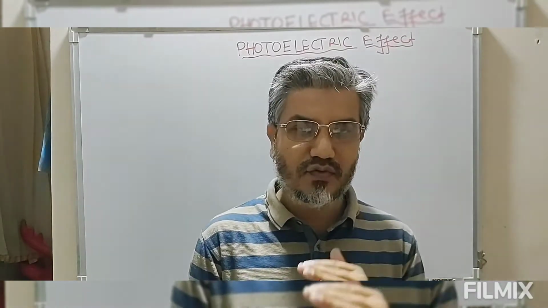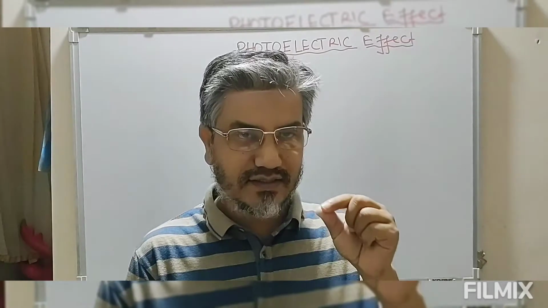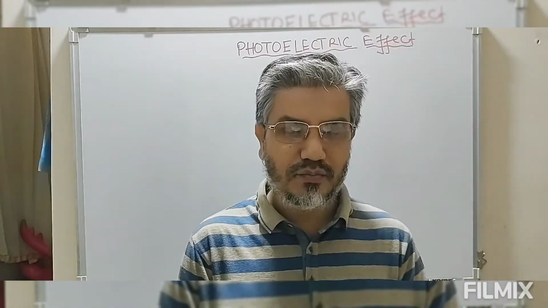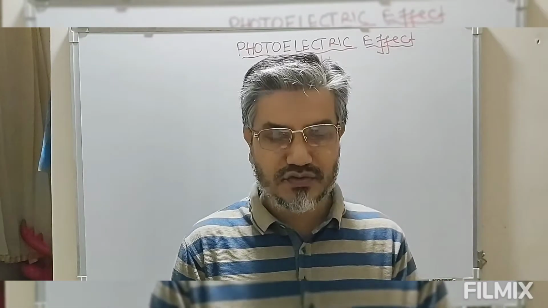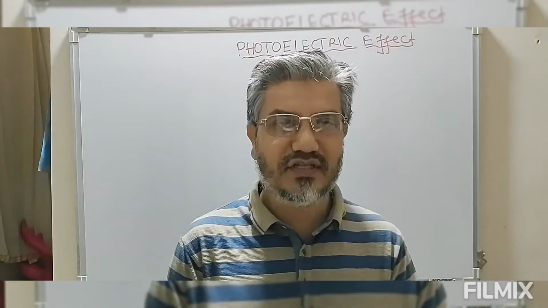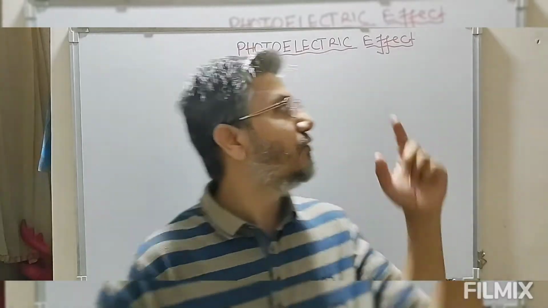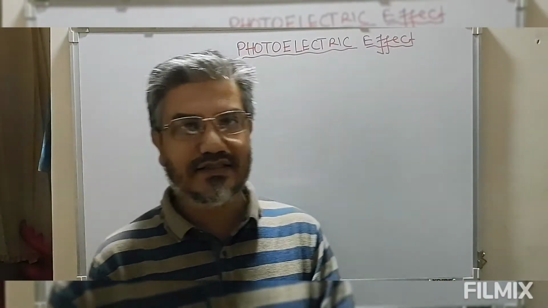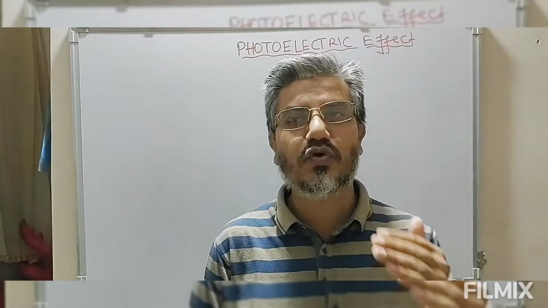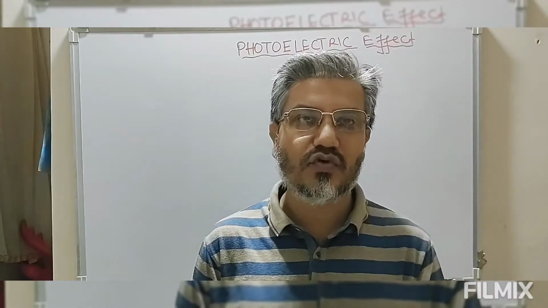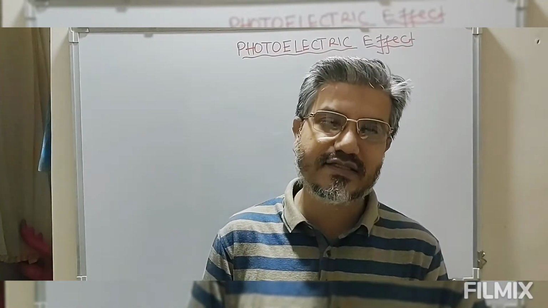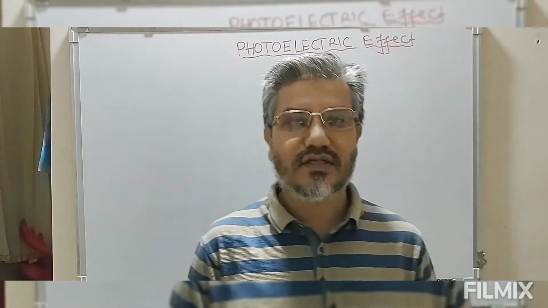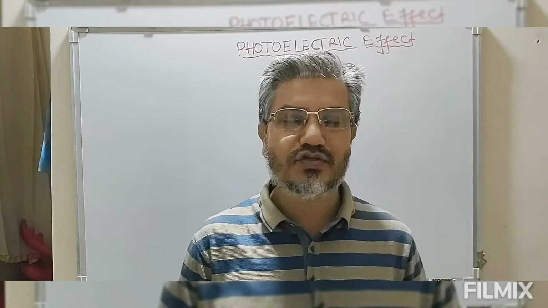Now, due to the ejection of these electrons from the surface of metal, these electrons can be moved in a circuit. Because of the flow of these electrons, current can be generated, hence the name photoelectric: electricity due to the electrons coming from the photon when the photon strikes the surface of metal. This photoelectric effect is widely used in solar cells.